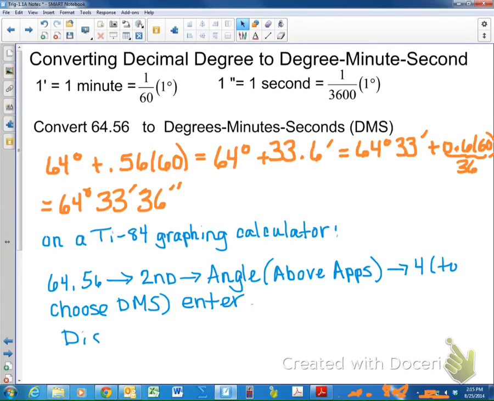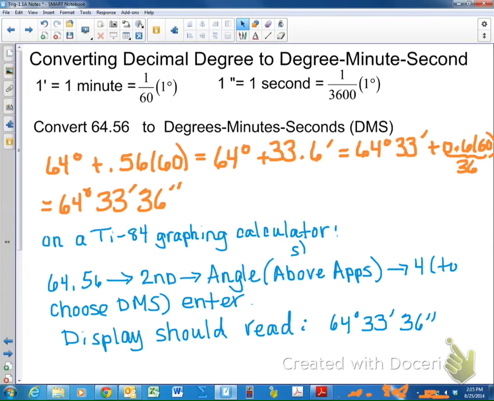It'll show on your calculator 64.56 DMS. Hit enter once you see that on your screen, and the display is going to come up, and it should read 64 degrees, 33 minutes, and 36 seconds. Now remember from the website that I showed you that 64 degrees, 33 minutes is shown with the 1 tick mark, and 36 seconds is shown with 2. The little S that popped up above looks like something I forgot to erase on the very end under the graphing calculator. Just ignore that.